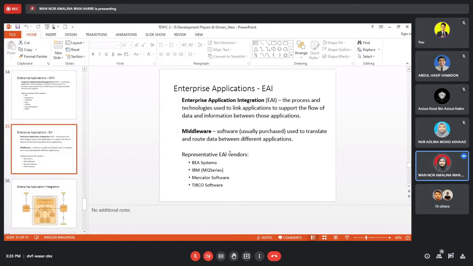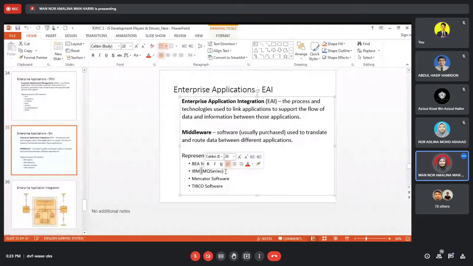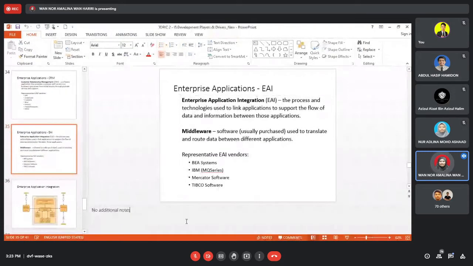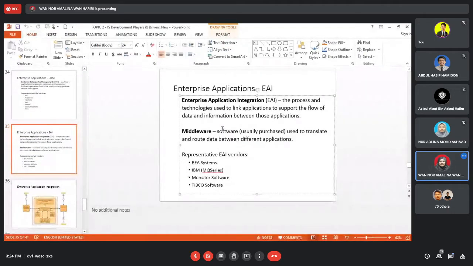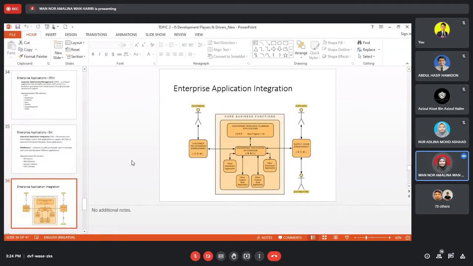All right, and who are the players? We can see that IBM is one of them. They provide or they supply middleware. Apa dia middleware? Middleware ni macam orang tengah, ya, yang membolehkan communication among the software. A small version of it is API lah, Application Program Interface. This is also a middleware.